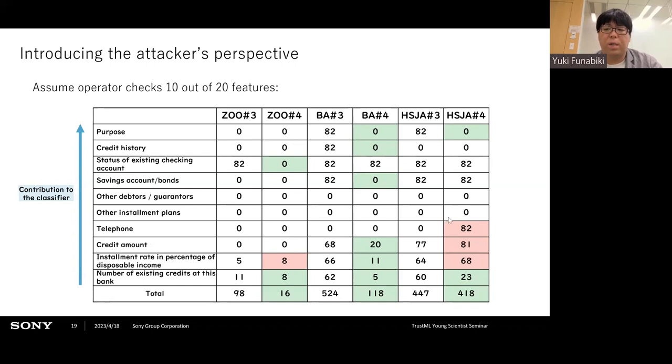On the other hand, the number of existing credits at this bank is less interesting to operators. So we try to add bigger adversarial perturbations to such lower ranked columns. This is the meaning of the fourth experiment.